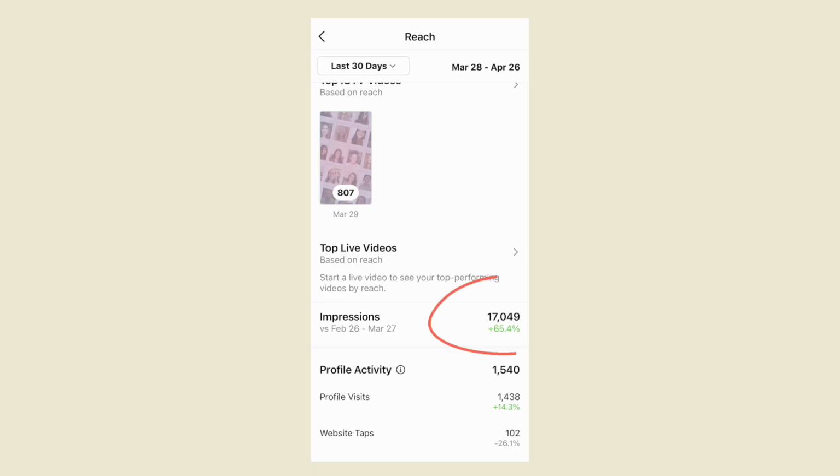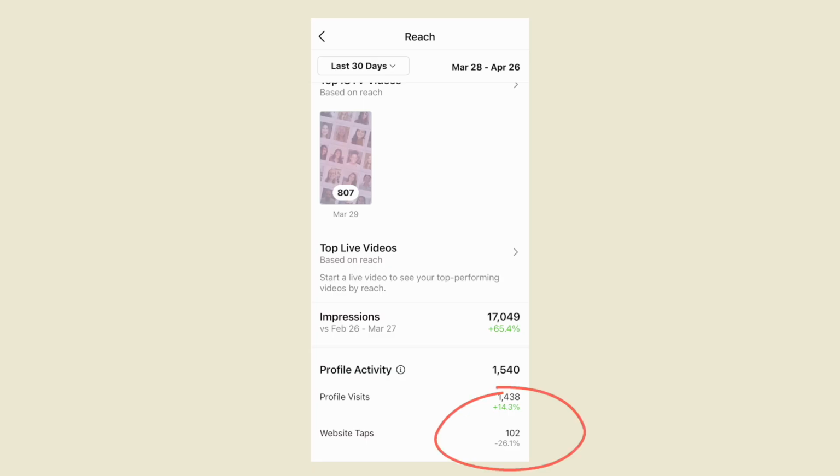So it differs from the next metric, which is impressions, which refers to the number of times my content was seen. One account can see multiple pieces of content, and one account can see one piece of content multiple times, and therefore the impressions metric is usually always going to be higher. So impressions for the last 30 days were 17,049.